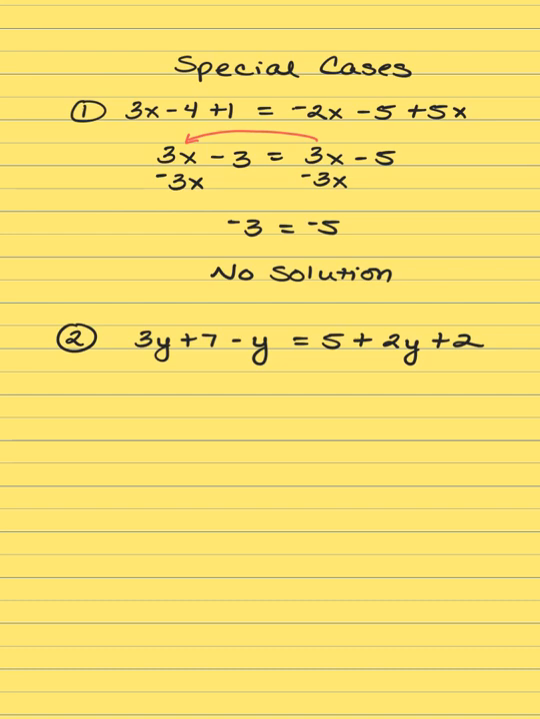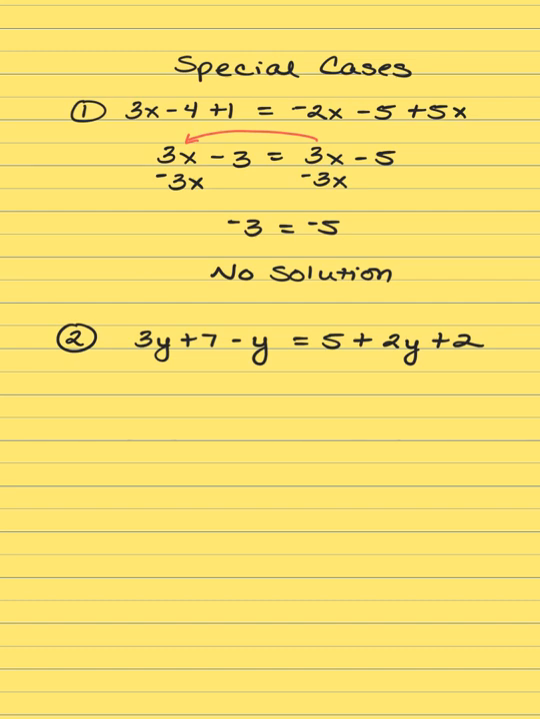The other special case happens when we start to solve the equation and we lose all of our x terms and we end up with a statement that is always true. Let's take a look at this example.